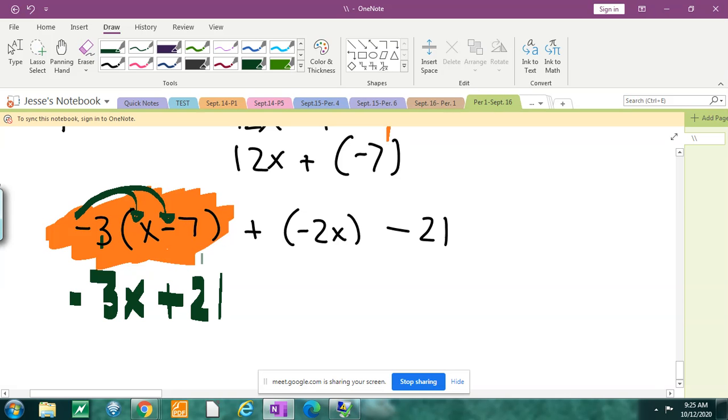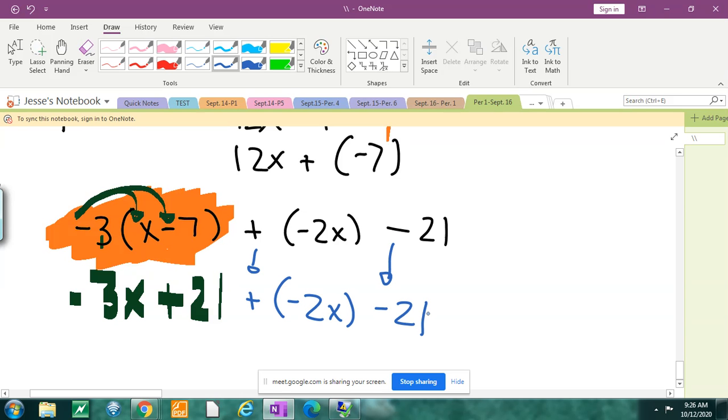A lot of kids just want to drop the 7 and they forget, right? Because you're multiplying the negative 3. You're distributing the negative 3 with the minus 7, all right? And then what do we do with the plus negative 2x? Just drop it down. Plus negative 2x. What about the minus 21? Just drop it down. You're not multiplying with anything. All right. So now you could do your t-chart, combine like terms.